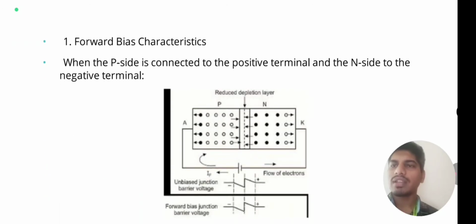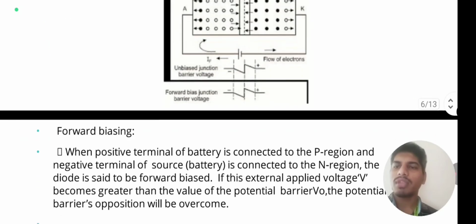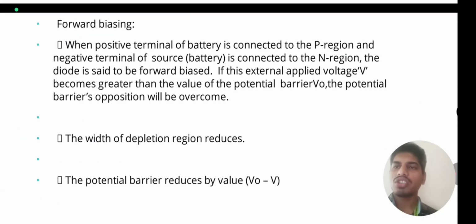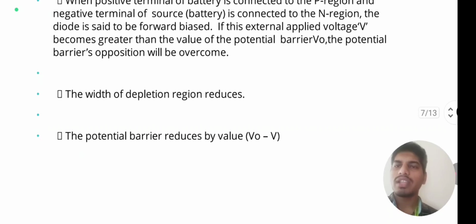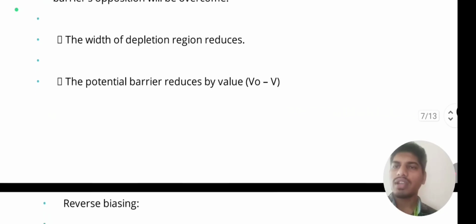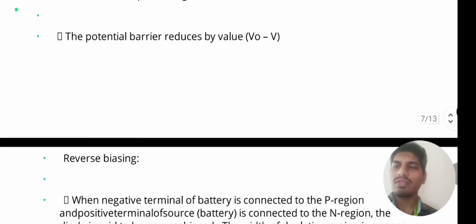Forward bias characteristics: when P side is connected to the positive terminal and N side to the negative terminal. Forward biasing: when positive terminal of the battery is connected to the P region and negative terminal of the source battery is connected to the N region, the diode is said to be forward biased. If the external applied voltage V becomes greater than the value of the potential barrier V0, the potential barrier's opposition will be overcome. The width of depletion region reduces. The potential barrier reduces to V0 minus V.